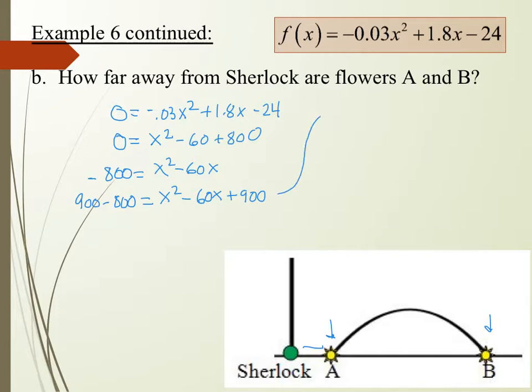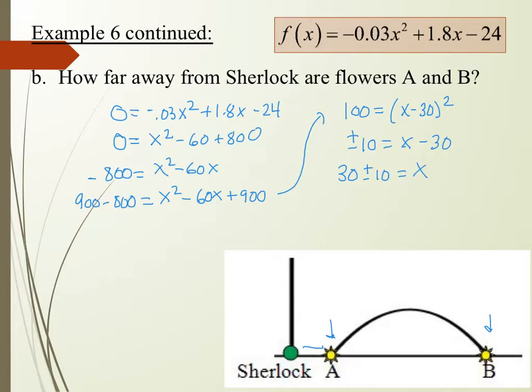So now we get 100 is equal to x minus 30 squared. So when I take the square root of both sides, I get plus or minus 10 is equal to x minus 30. And so we get 30 plus or minus 10 is equal to x.